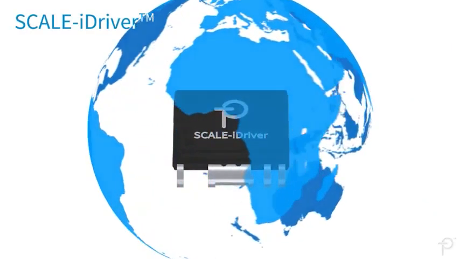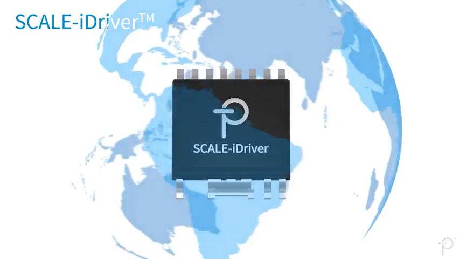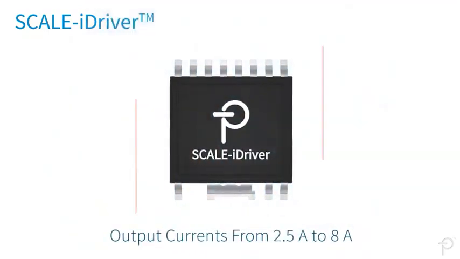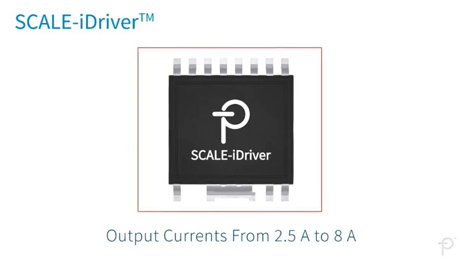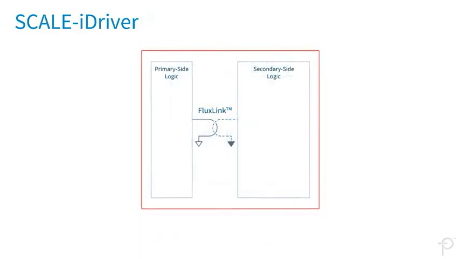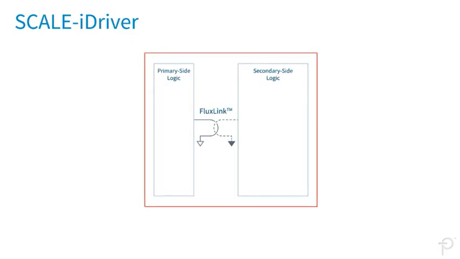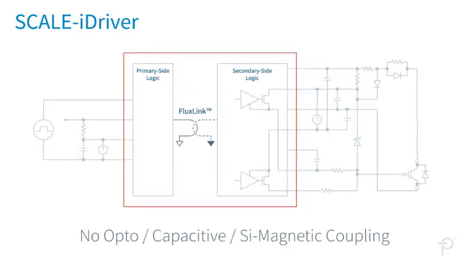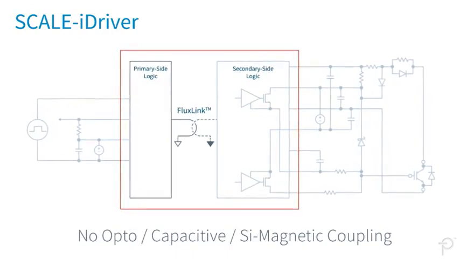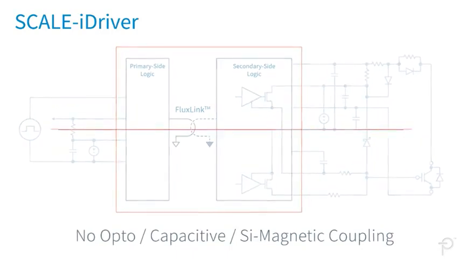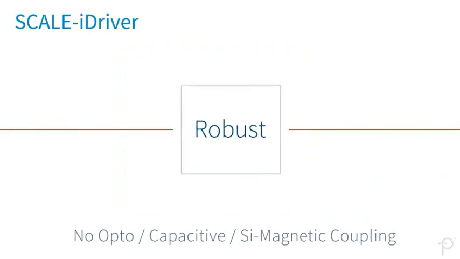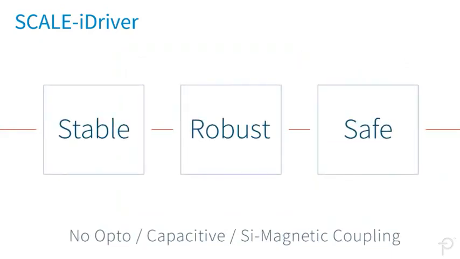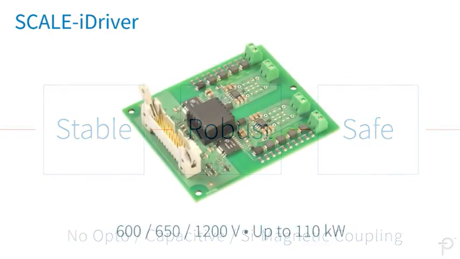The SCALE-iDriver is a family of isolated gate driver ICs that supply output currents from 2.5 amps to 8 amps without the need for additional boost circuitry. Incorporating PI's FluxLink, a revolutionary bi-directional signal transfer technology, SCALE-iDriver ensures reinforced isolation between primary and secondary sides and sets a new standard in isolation robustness, stability in critical applications, and safe operation in high ambient temperatures.